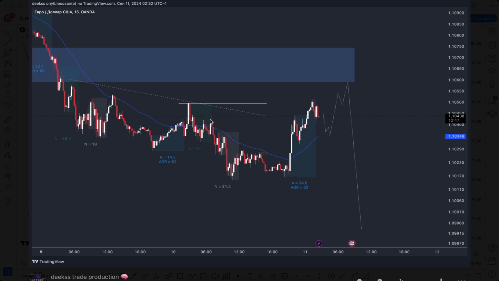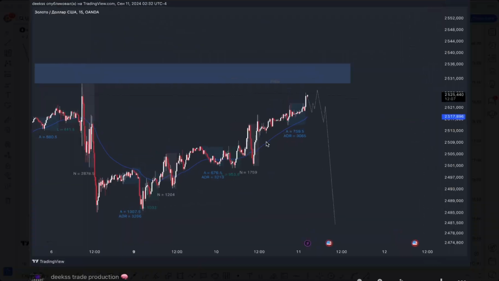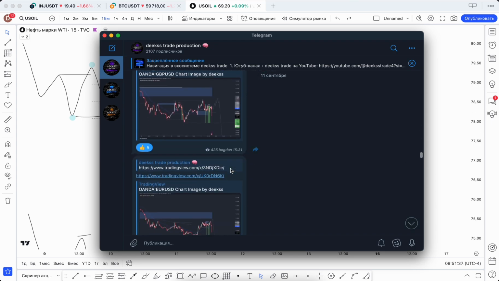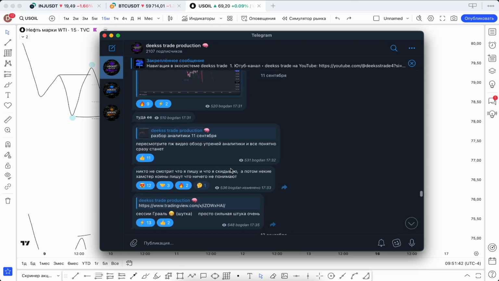It broke this maximum. This maximum. And this maximum. In fact, people bought here because they saw a break. Also, here is the analysis of gold. And on GBP/JPY. And let's just look at the processing at the end of the day of all this analysis. This is September 11th.